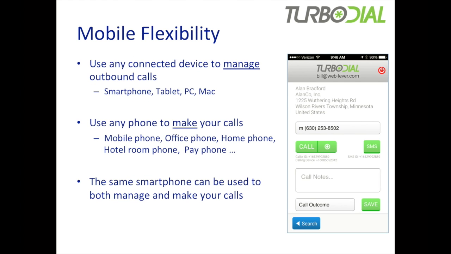So with that flexibility, you can use any connected device to manage your calls, and you can use any phone to make your calls. Notice the difference. You're using a device to manage your outbound calls by selecting contacts, searching, applying tags, leaving call outcomes. And then you're using a phone to make your calls that you've initiated from turboDial mobile. This is going to be your mobile phone, your office phone, home phone. Could be a payphone at the airport. You can use any phone with turboDial mobile to make your calls. And you might actually be using the same phone. A smartphone running turboDial mobile can also be used to make your calls. So you have full flexibility in how you use turboDial mobile.